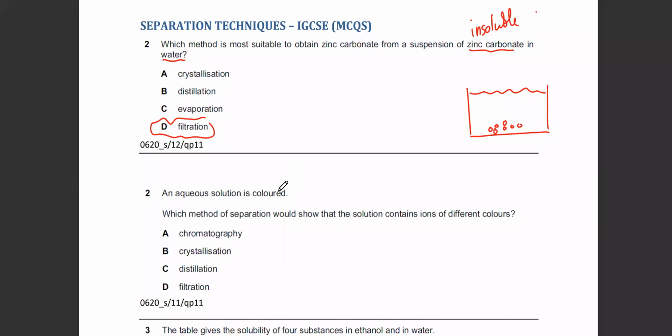Next one: an aqueous solution is colored. Which method of separation would show the solution contains ions of different colors? So how do you separate different colors? We just did that.